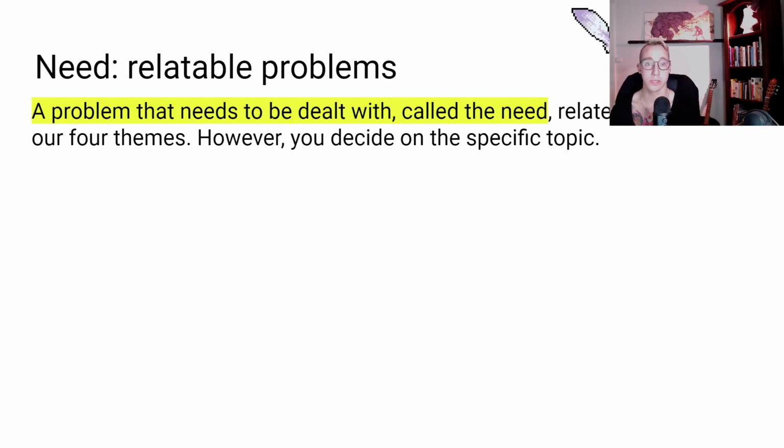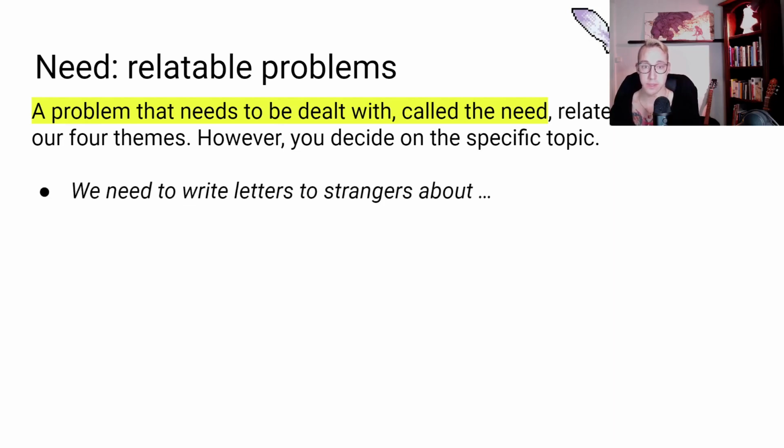Here, you can decide on a topic. We are going to give you 4 themes, and within one of those themes, you can then pick a topic of your own choice. So you have quite a lot of freedom here, but we do want you to land in one of the 4 themes. The first theme is we need to write letters to strangers about something. So that is one of the themes you can pick. What you're supposed to write the letters about, however, is your choice.